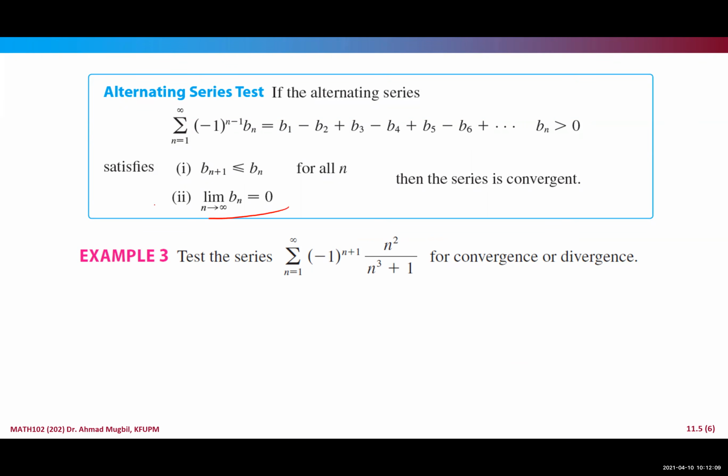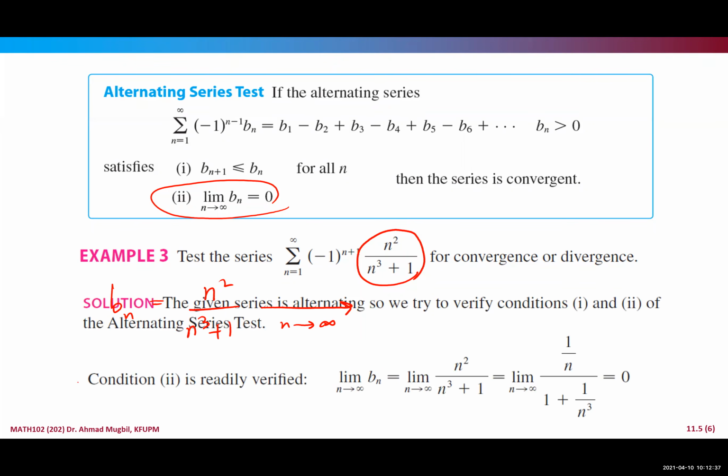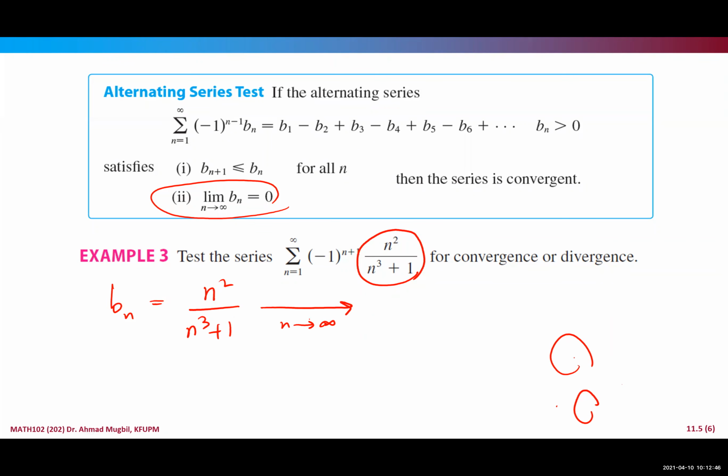Now again, ya shabab, always try to check the condition on Bn first. What is Bn? Bn is the positive part, the term that does not contain the negative signs. So Bn here is n squared over n cubed plus 1. Does the limit go to 0 when n goes to infinity? Yes, because the degree of the denominator is larger. Just divide by n cubed, look. This is 0, this is 0, 0 over 1 is 0. So it is 0.